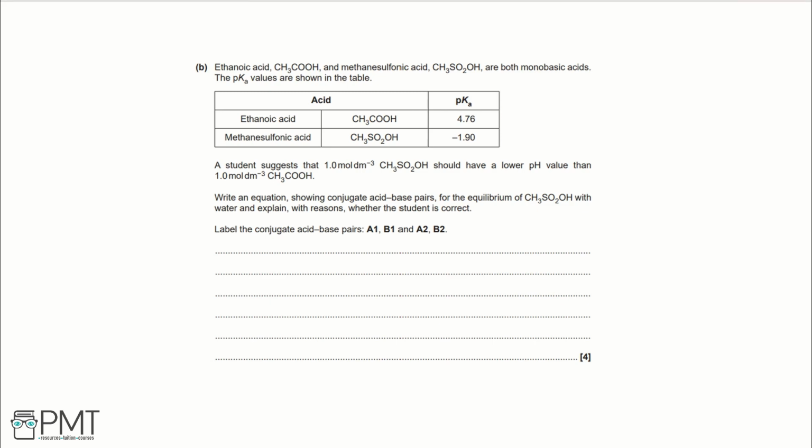So there's a lot of information in this question, and to help us out, we're going to break it down. What the student is suggesting is that methane sulfonic acid will have a lower pH than ethanoic acid. So that's our first statement, and we need to find out if this is correct or incorrect. We need to write an equation showing the conjugate acid-base pairs for the equilibrium of methane sulfonic acid with water. Ethanoic acid being in the table is a slight red herring. We will use it, but for this first bit of the question, we don't need ethanoic acid information.